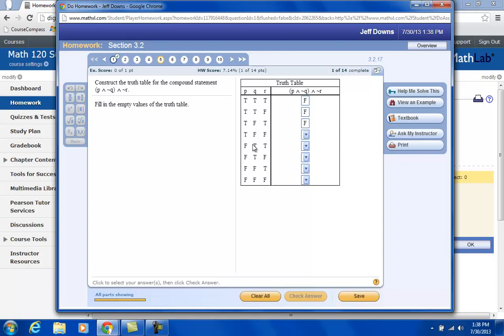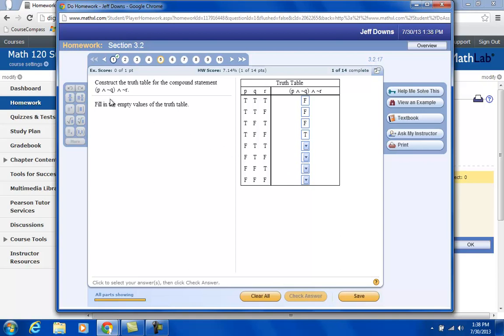Now we have true for P, false for Q, false for R. So true and not false, that means true and true, means this first part's true, and not false, because R is false, not false is true. So it's true and true. We have our first true. Everyone cheer. Yay!